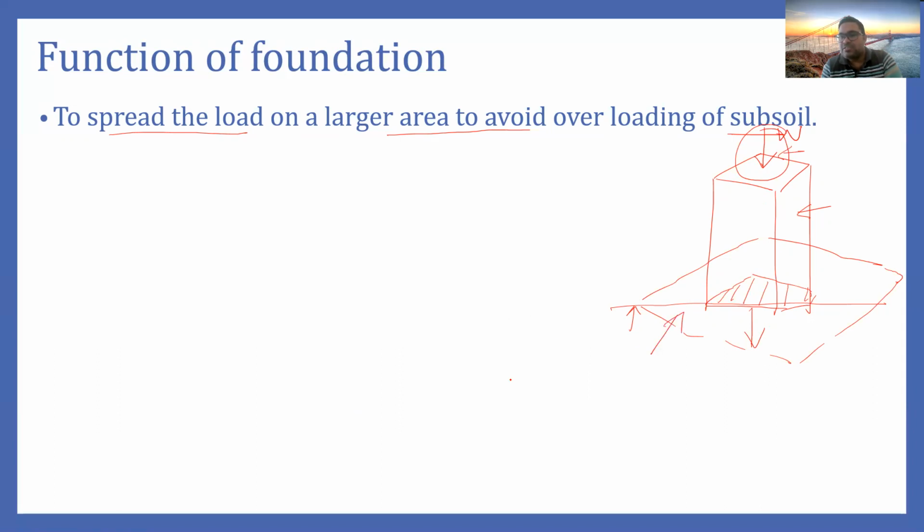By increasing this area, what we are actually doing is considering the stiffness of the soil also. We know that the column is stiffer than the soil, so that is why we are taking a smaller cross-sectional area of the column. But when it comes to transferring the load to the soil, because the soil is less stiff, we are actually spreading the load over a larger area of the soil. So that is the main function of the foundation, to spread the load on the larger area.